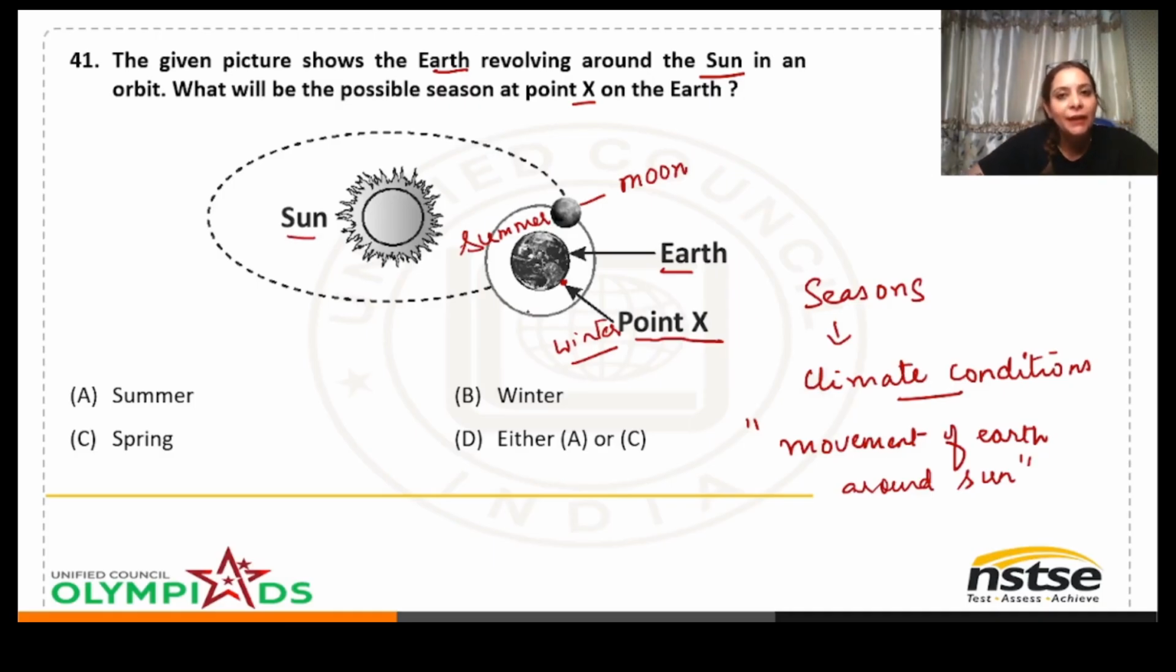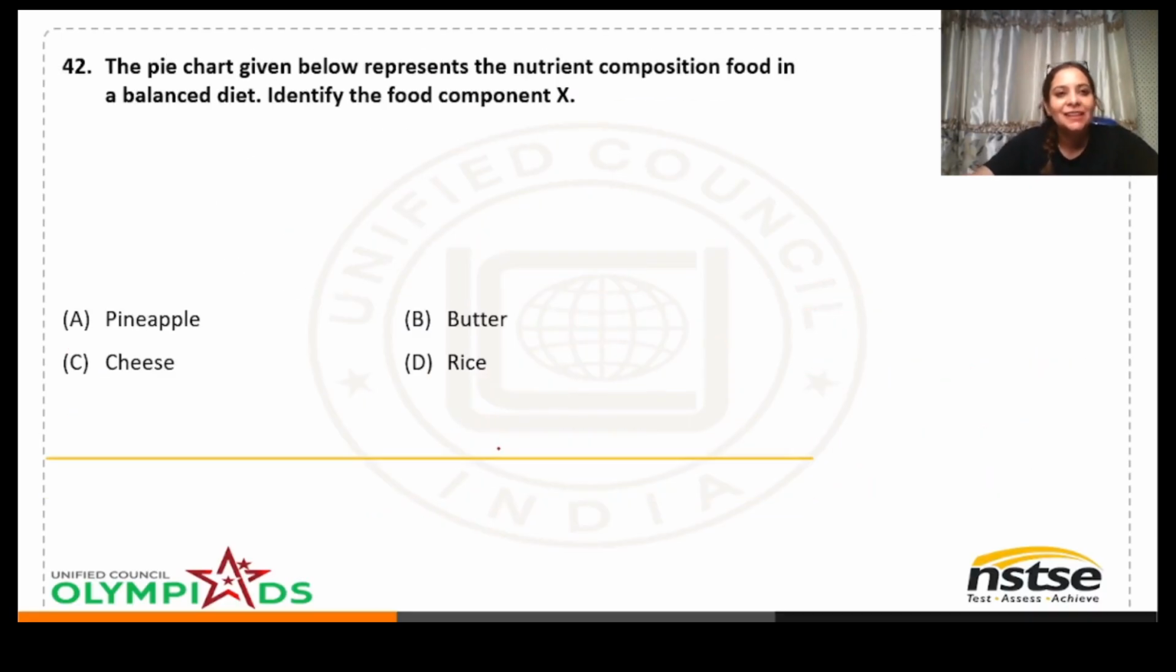So this point X is away from the sun. So basically the season here at point X would be winter season. So out of this, which is the correct option? Option B is the correct answer. That is winter season. It is not summer, it is not spring. D is also incorrect. Next question.